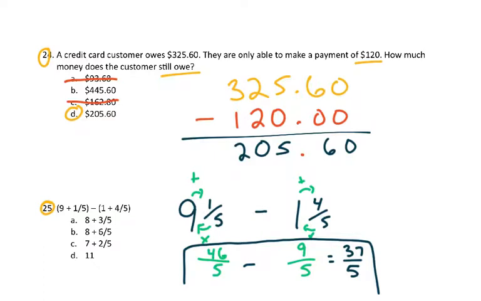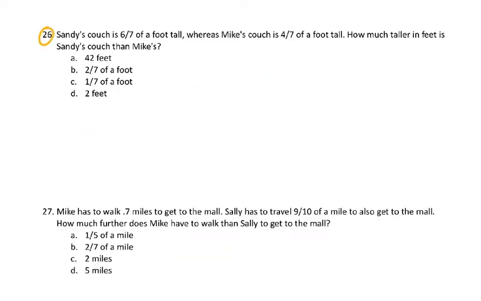I know I need to convert this improper fraction back into a mixed number. So I think 5 goes into 37 7 times. So it comes in 7 full times to make 35, with 2 left over out of that original 5. 7 and 2/5 is an answer. So it's C.